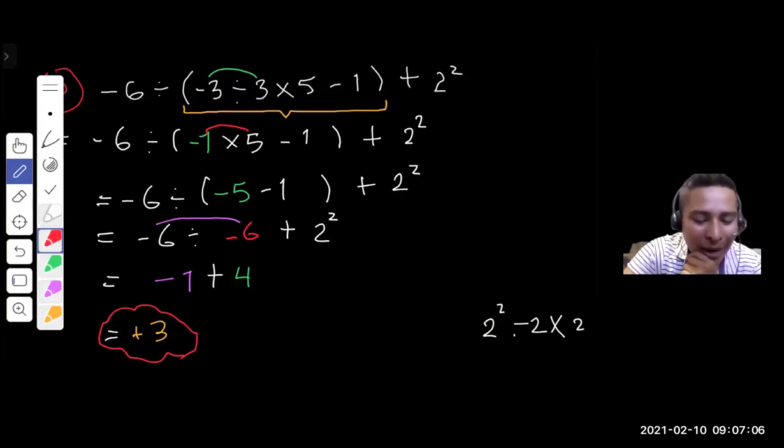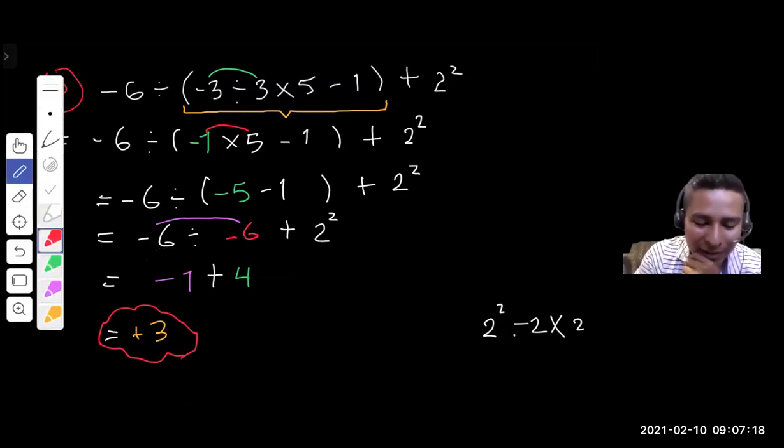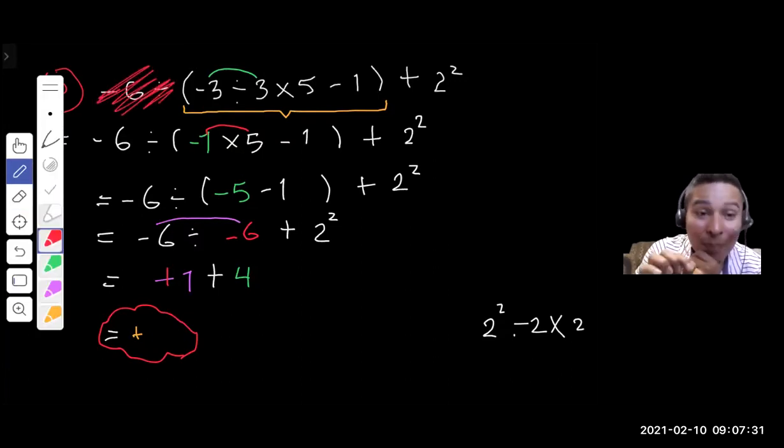I withdraw what I said. Retiro lo dicho. I made a mistake, guys. Sorry. In this, negative and negative, this is positive. Negative and negative gives positive, because we have the same sign, which means this is positive. +1 and +4, guys. Sorry for that. What a huge mistake. Shame on me. That is going to be +5.